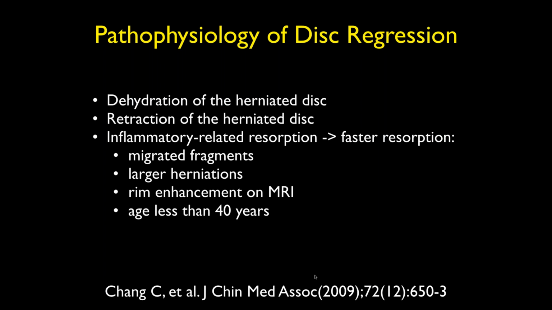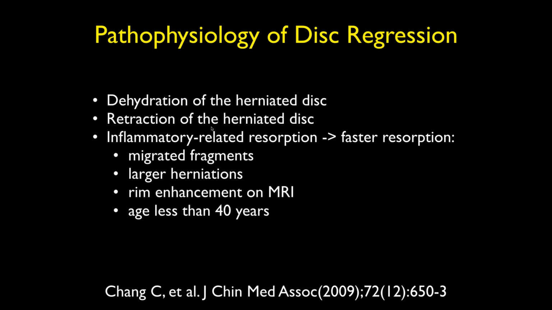So the pathophysiology of disc regression: you get dehydration of the herniated part of the disc, the nucleus pulposus part. When you do that, you resorb the gelatinous portions of the nucleus pulposus. That decreases the volume within the herniated disc, so the herniated disc retracts, but the fibrous annular components are not resorbed and they stay there, so you typically end up with a smaller disc protrusion right at the level of the initial herniation.